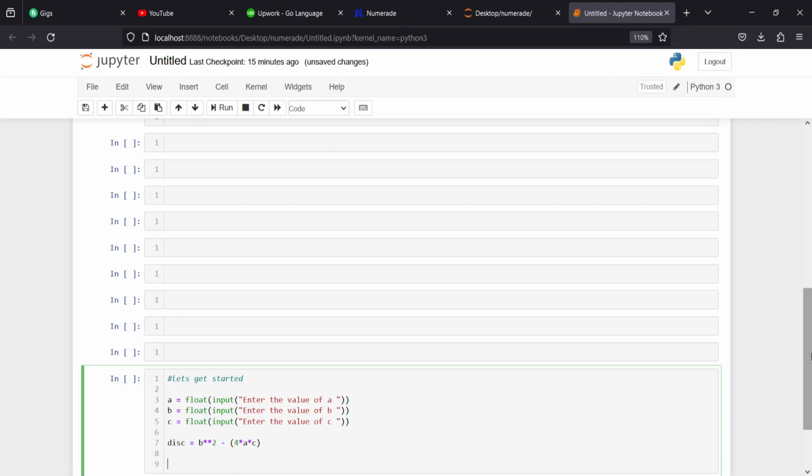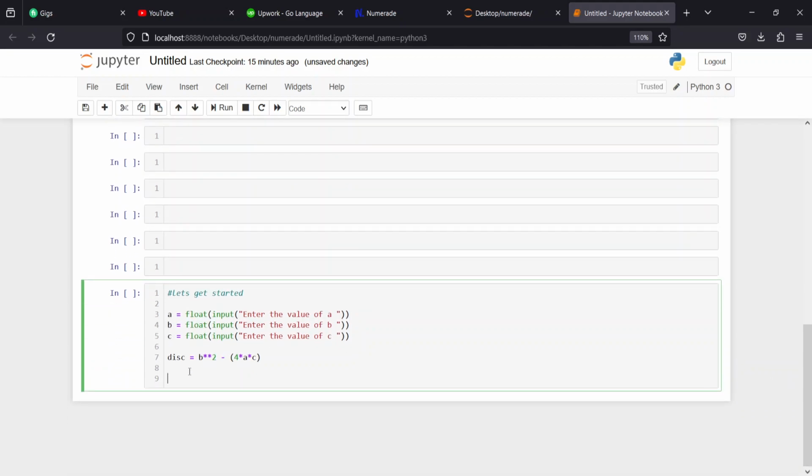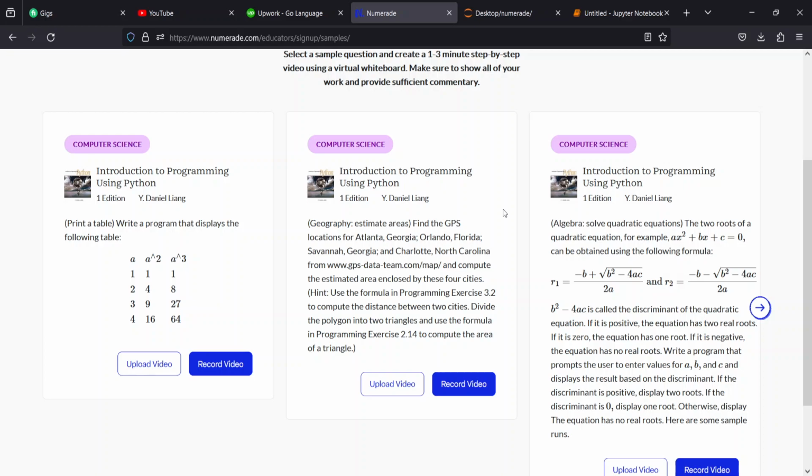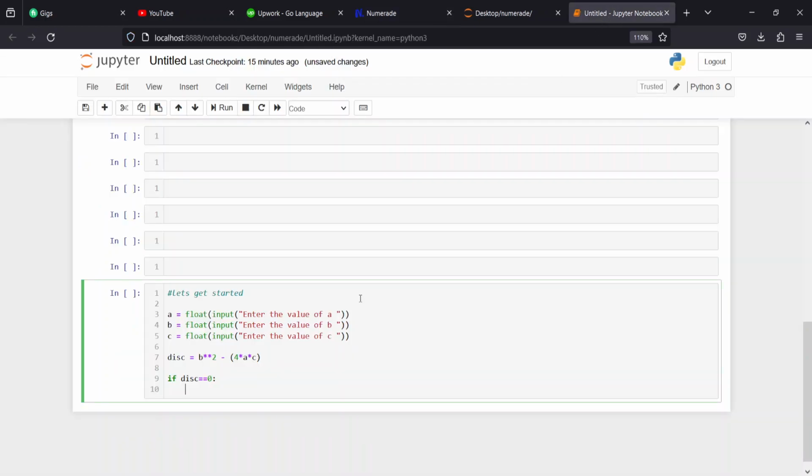So based on this discriminant we have to decide if the values entered by the user have roots or no roots. So if discriminant double equals to 0, in this case this will only have one root. As you can see from the equation, if this part is 0, then we will only be left with minus b divided by 2a. So in this case it will only have one root, which will be root equals to minus b divided by 2 asterisk a.